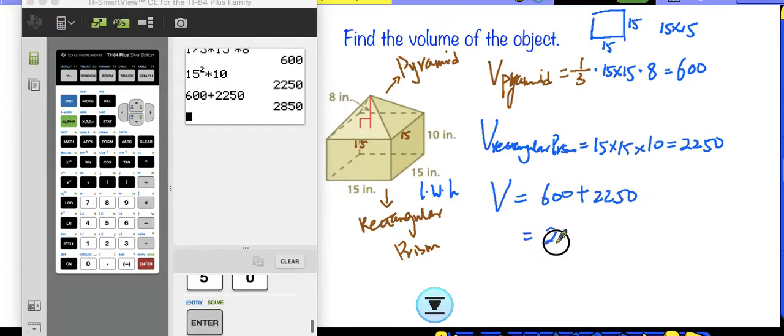So the answer is 2,850. Remember, each measurement is inch. The volume is going to be inch cubed, just because for volume we multiply the measurement 3 times, so that's how it works. Now let's go back. Let's check the second example.